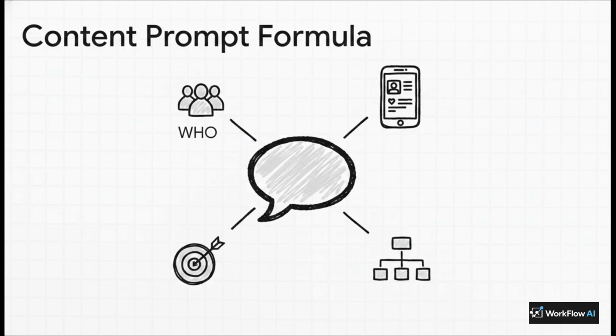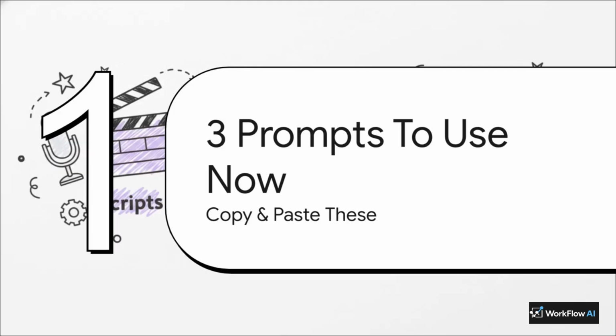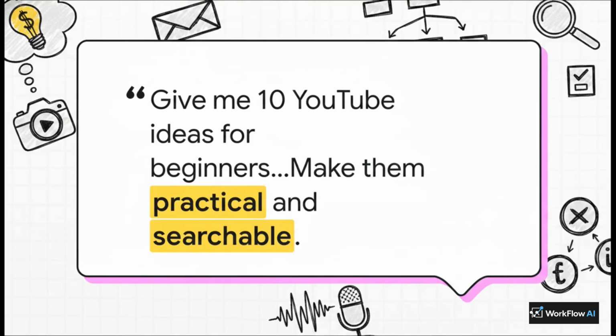Who is it for? That's your audience. Where is it going to be published? That's your platform. What do you want it to do? That's your purpose. And what structure do you want? That's your format. And to make this even easier, here are 3 prompts you can literally copy-paste and start using right now. For coming up with ideas, use this one. Just like we saw before, it's focused, it's specific, and it's designed to give you results you can actually build on.